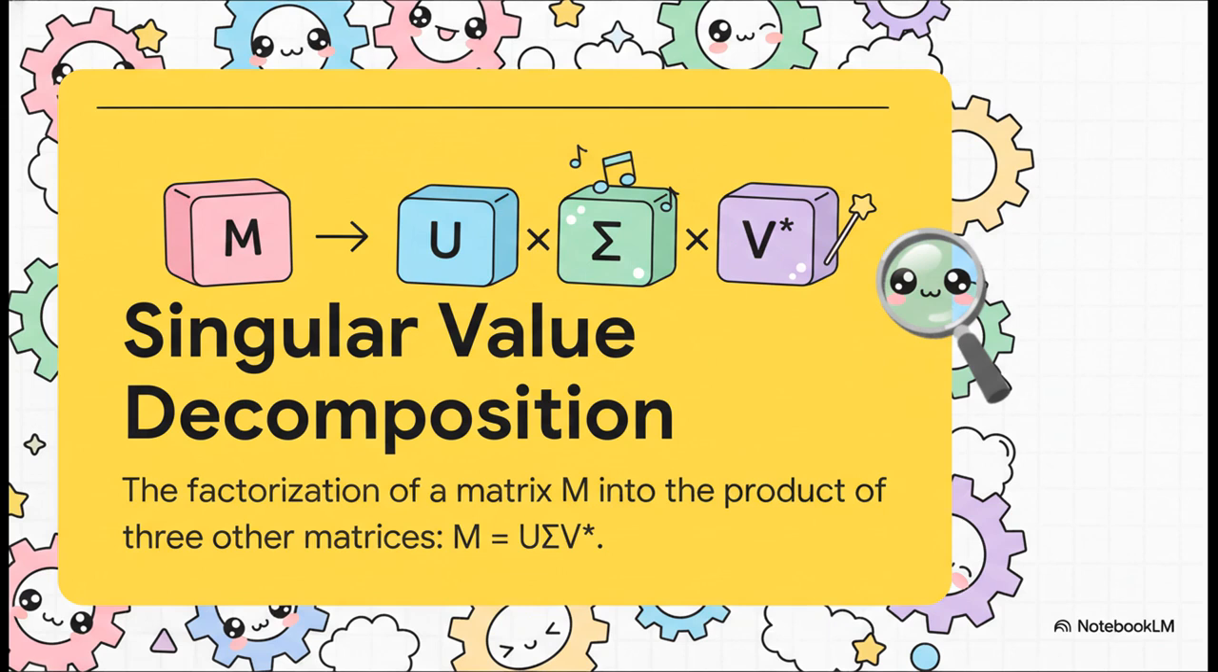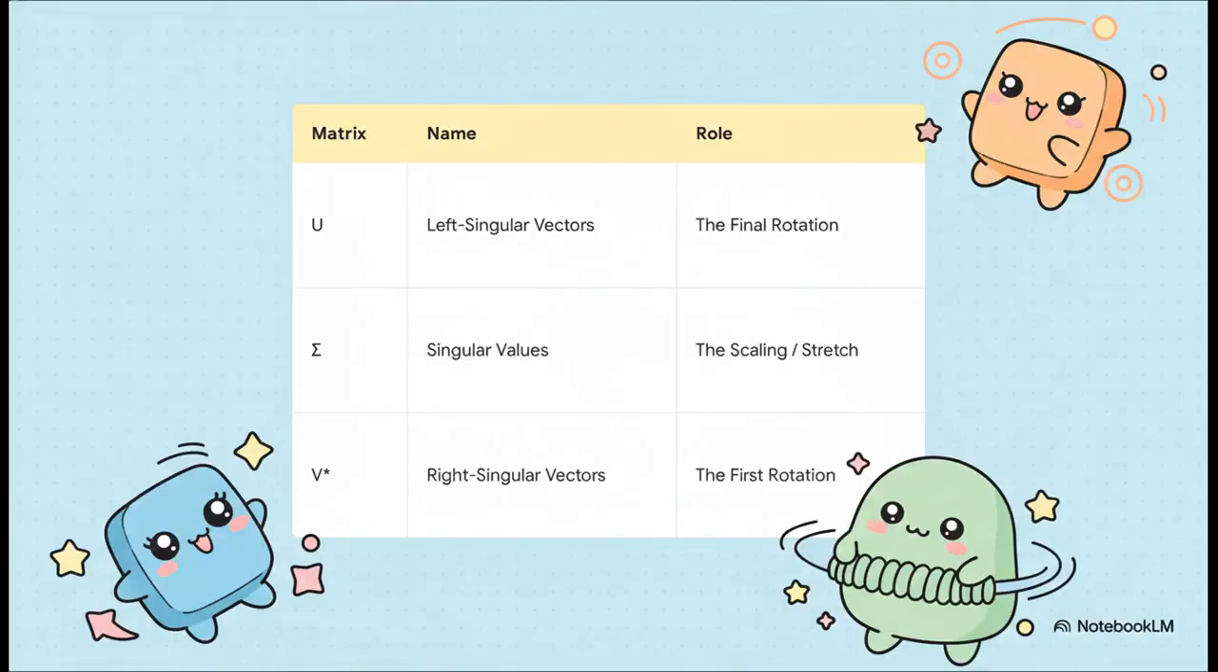It just says that any matrix, which we'll call M, can be broken down or factorized into these three other matrices multiplied together, U, sigma, and V star. So let's see what each one of them actually does. This table maps perfectly to what we just saw.